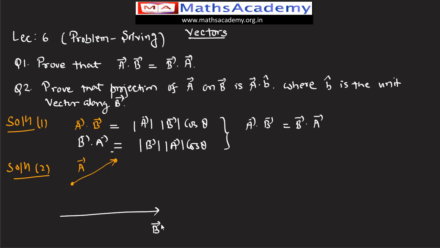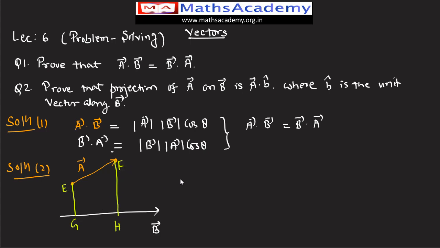So how can we do that? For this purpose, we draw two perpendicular planes which pass through the initial as well as the terminal point of the vector A. From here we are drawing the perpendicular. The feet of the perpendiculars are G and H, and I am calling the initial point E and the terminal point F.